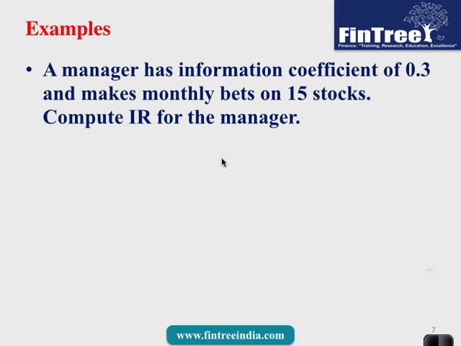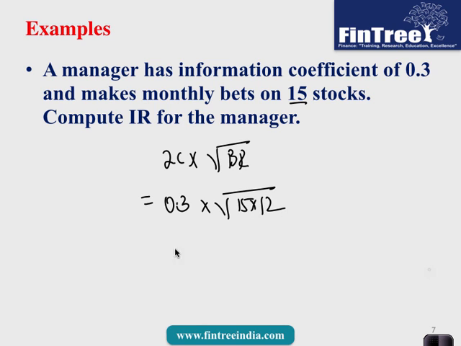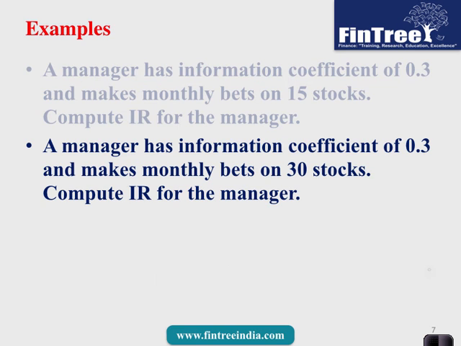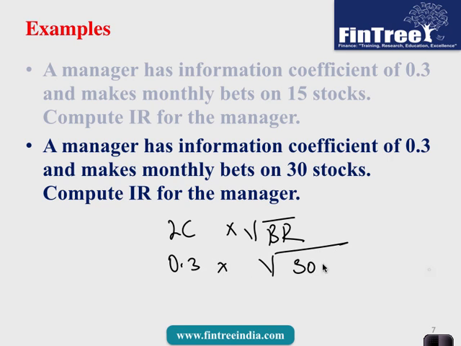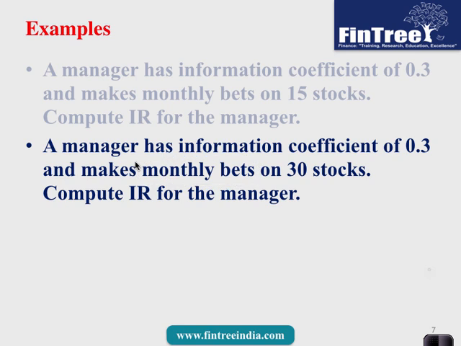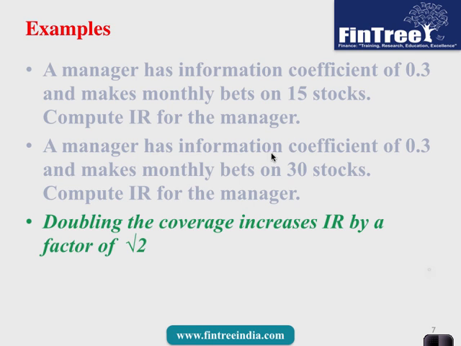1.16. So now we would say information coefficient into root of BR. Information coefficient is 0.3 into BR would be 15 into 12, 4.024. Are we fine here? Let us see if we can do one more. 5.69. Now you will have information coefficient into root of BR. This would be 0.3 into 30 into 12, since we are placing these bets monthly. Are we good to go ahead? Now see, what was the first answer?